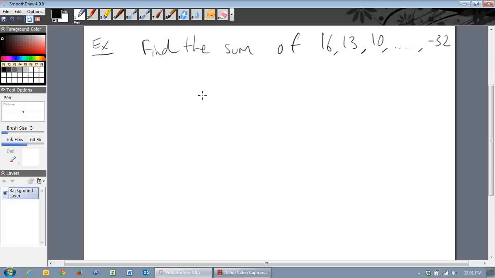Let's have a look at it. You'll notice that in this question we're given the last term, so that might give you a hint. We want to be able to find that last term. Let's write down what we know. First term, 16. The difference, it's going down, so it'll be negative 3.